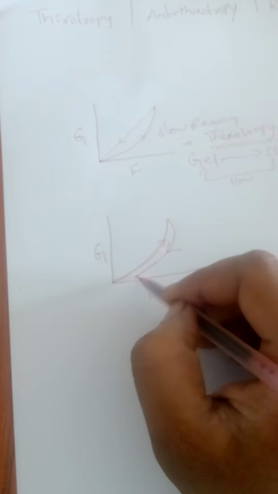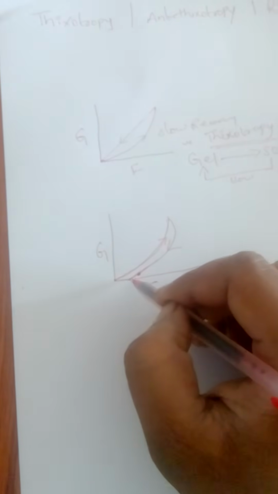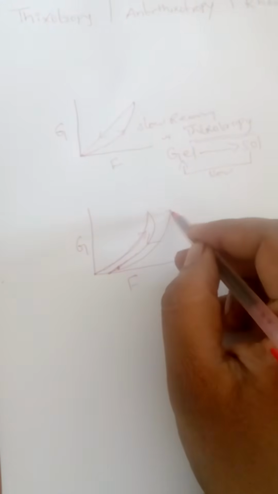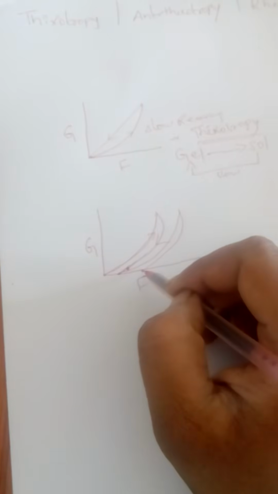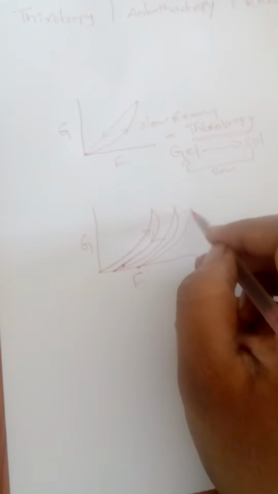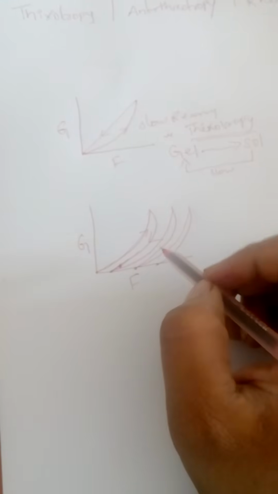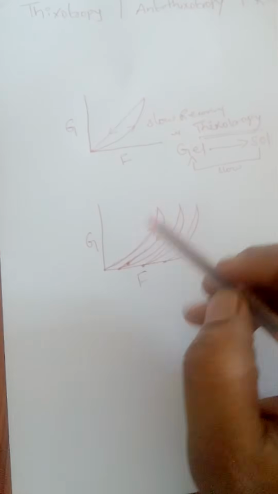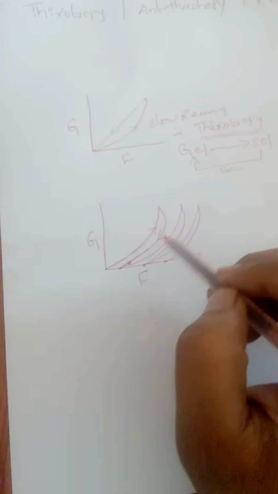When you apply shear stress, it reaches a certain recovery point. When you again apply shear stress and remove it, again it comes back to the right side, and again you apply, again it comes back. So the difference we observe is, in case of thixotropy, the shifting is towards the left side and recovery is slow. In antithixotropy, the shifting is towards the right side and recovery is very slow.